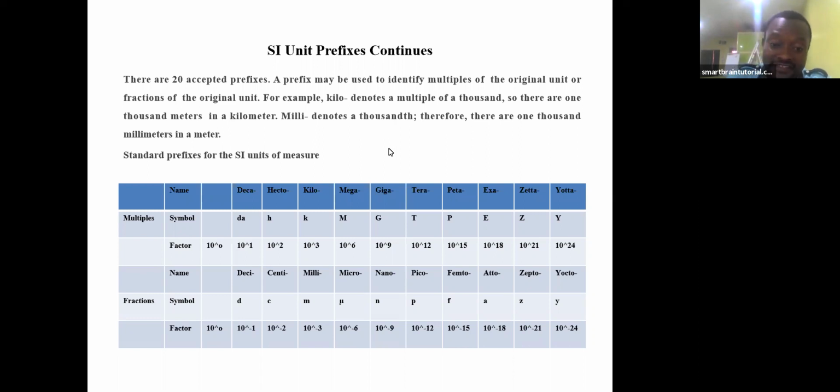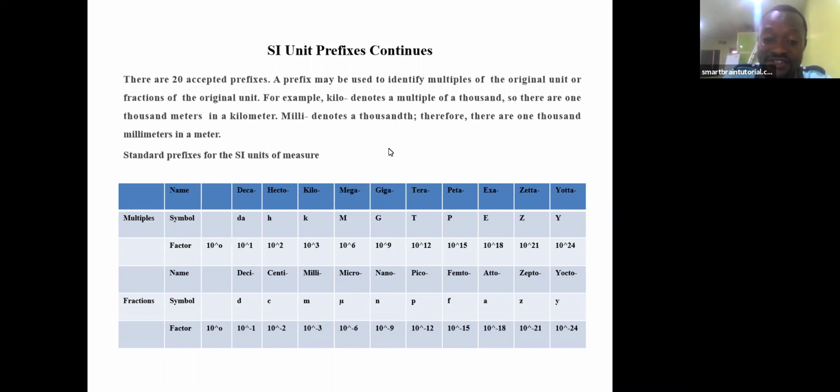The deci is 1 divided by 10 of the original size. If you say decimeter, it's 1 meter divided by 10. 10 raised to the power minus 1, which means 1 divided by 10. Then we have the centimeter. Now the centimeter is 10 raised to the power minus 2, which means 1 meter divided by 100 is a centimeter.